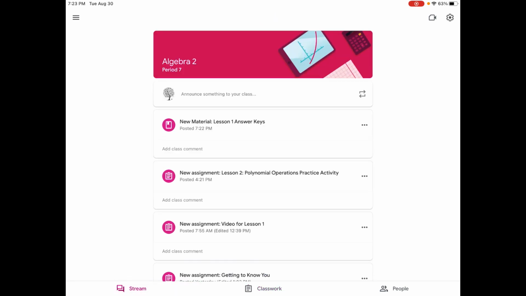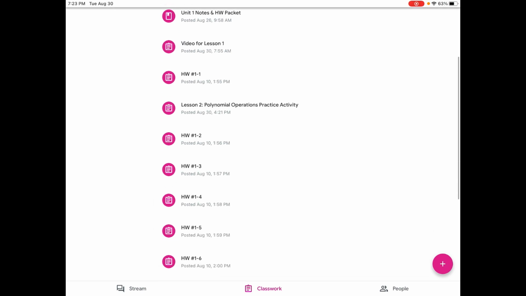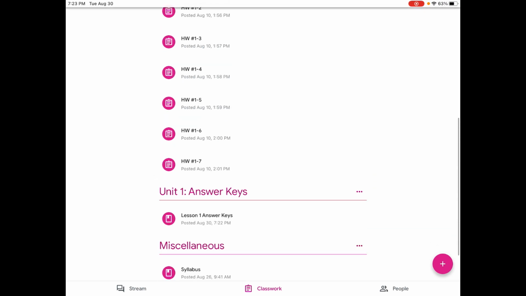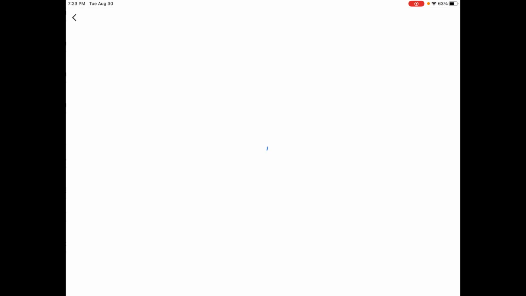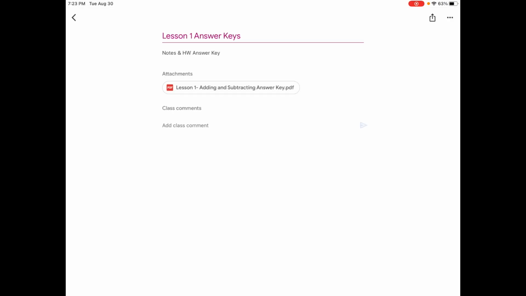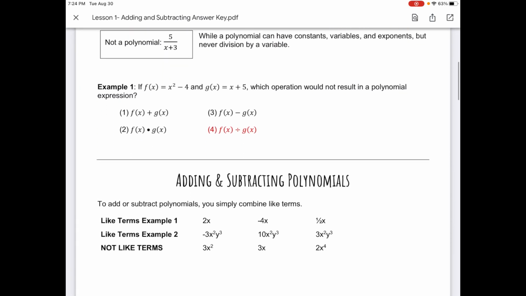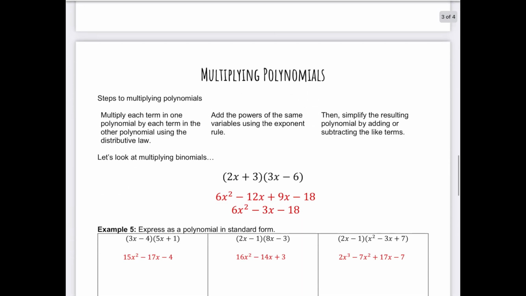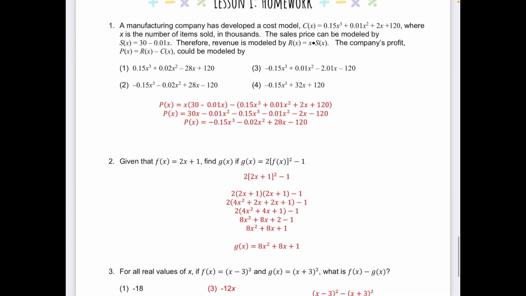So I'm in the course, and if you go to classwork and scroll down, this is where I'm going to be putting all of the notes and any video lessons. And if I scroll here, you'll see something called Unit 1 answer keys. If you click that, there's an attachment, a PDF, and the first part of this is the answer key to the notes. And then after that, if you scroll, there's the answer key to the homework. So I'd like you to make sure you check.